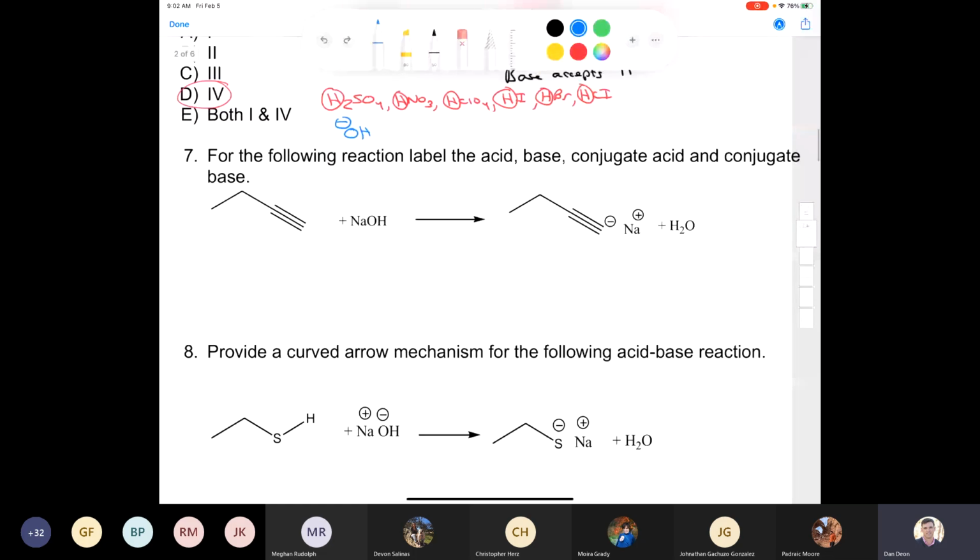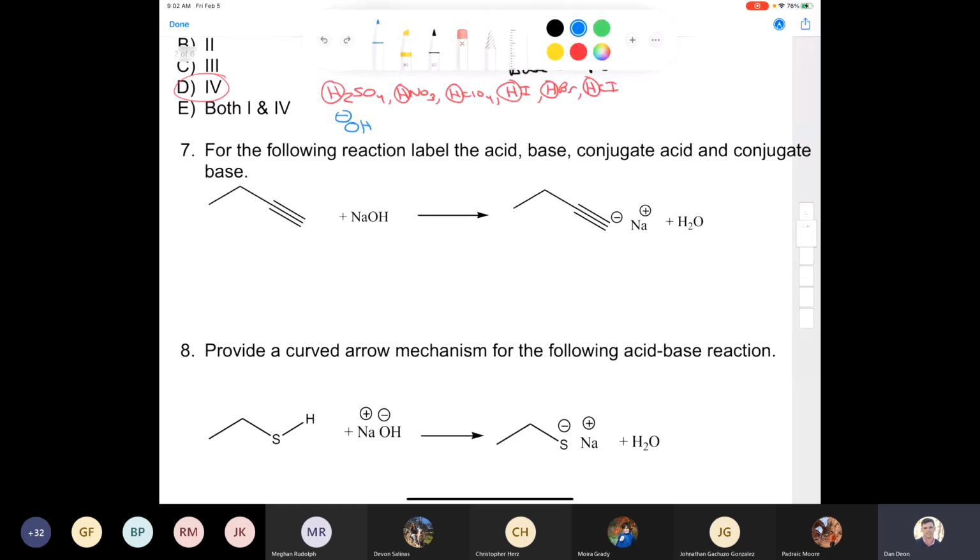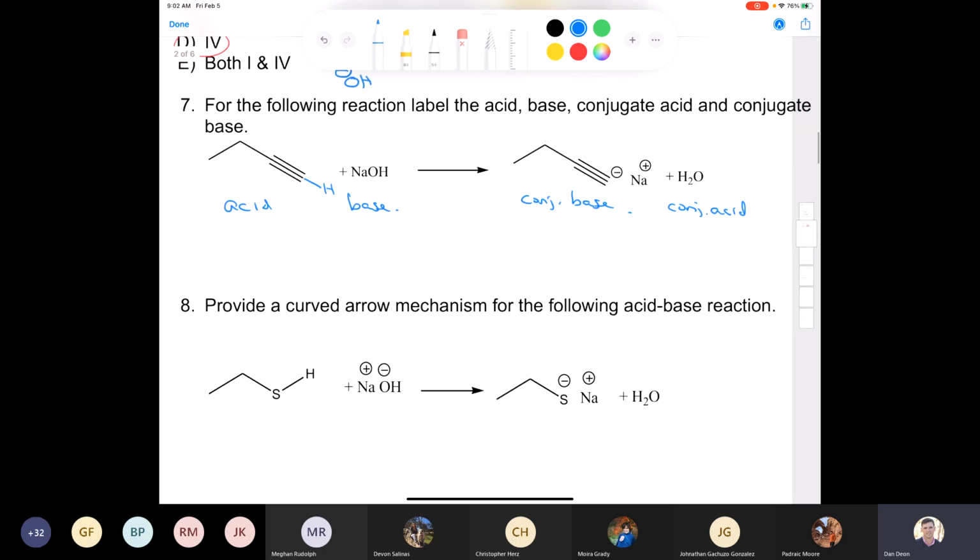Again, label the acid, base, conjugate base. Here they've left out the proton, of course, because this is a bond line structure, but this is the acidic proton here. You can see that this must be behaving as an acid because it's lost a proton. So here's our acid, here's our base, this is our conjugate acid, and this is our conjugate base. There we go. That was pretty quick.